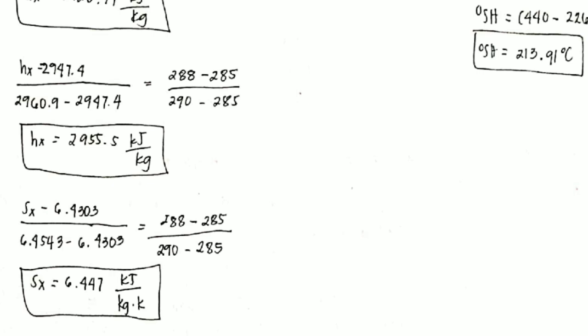So Sx minus the S value at 285, which is 6.4303, over 6.4543, which is the S value at 290, minus the S value at 285, equals 288 minus 285 over 290 minus 285. And we can get the specific entropy Sx of 6.447 kilojoules per kilogram times K. So we have obtained the required values.